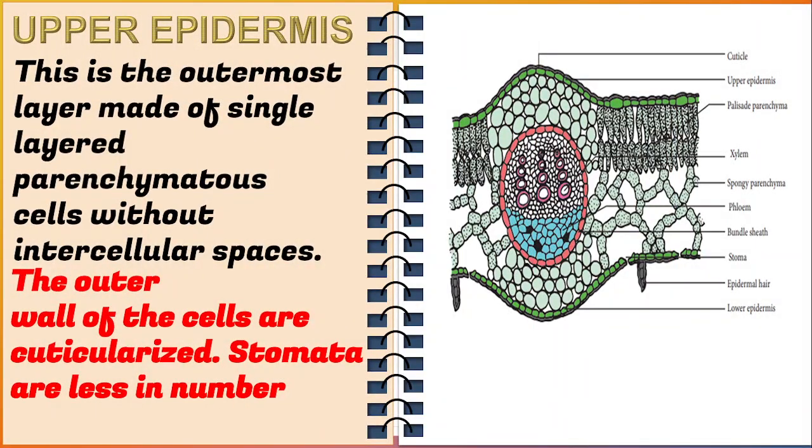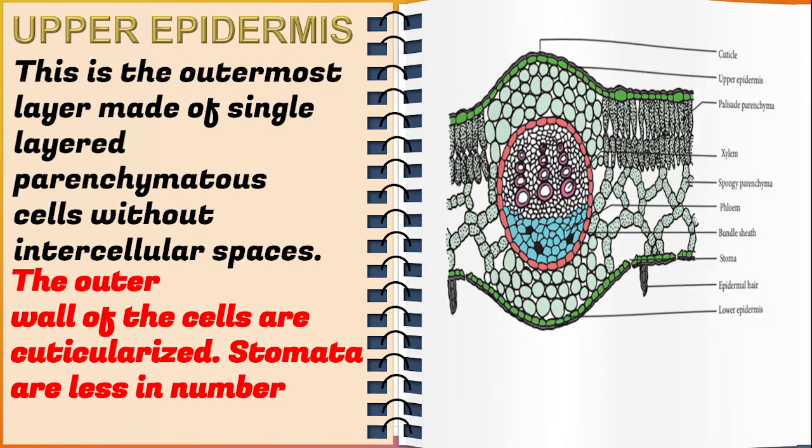Next, first let's see the upper epidermis. Where is it present? It is present in the outermost layer of the leaf. It is made up of a single layer of parenchymatous cells without intercellular spaces. There are no spaces between these upper epidermis cells. The outer walls of the cells are cuticularized. Cuticularized means it is made up of cuticle. Okay, this is the upper epidermis.